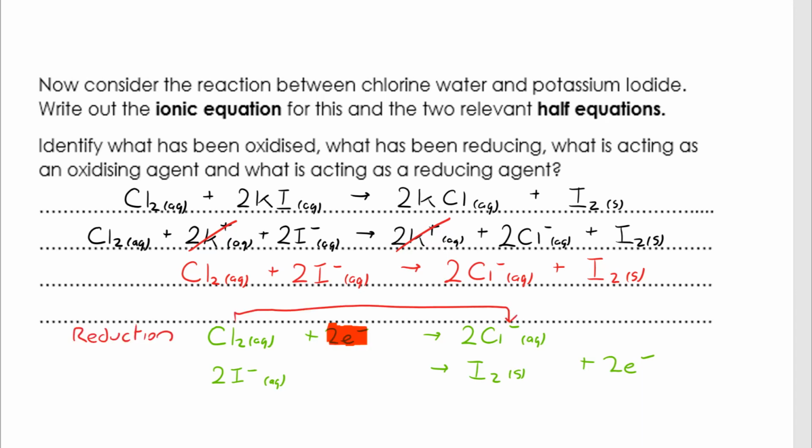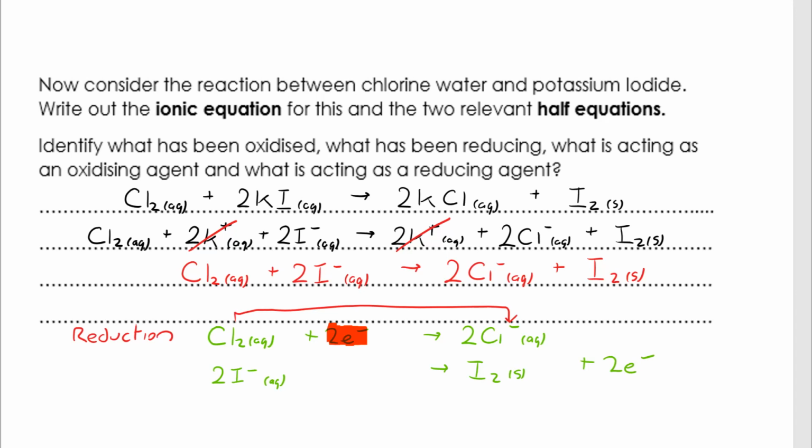Now there's a couple of ways that we can then look at this. If I go to the top example, this is reduction, and it's reduction because we are gaining electrons. And remember, OIL RIG: oxidation is loss, reduction is gain of electrons. But there's another way that we can see that this is reduction. The Cl2 has been reduced to Cl-. The oxidation state has gone down from 0 to -1. Another word for go down is decreased, and another word for decrease is reduce. If you reduce the oxidation state, it's reduction.